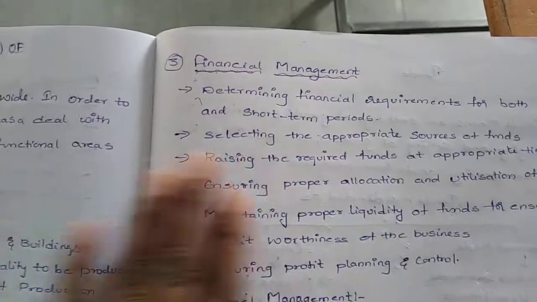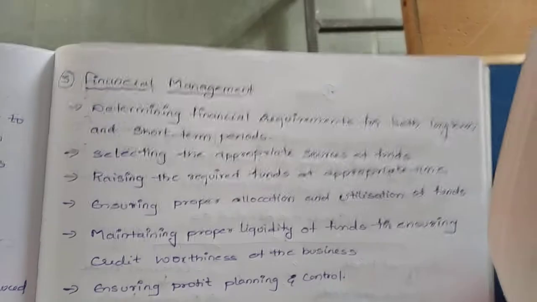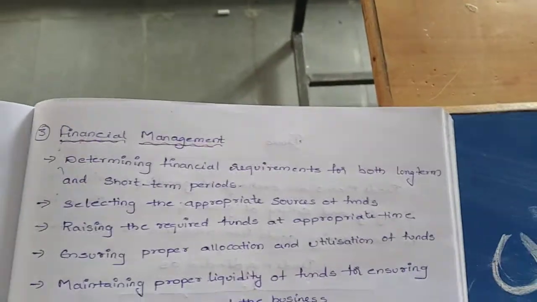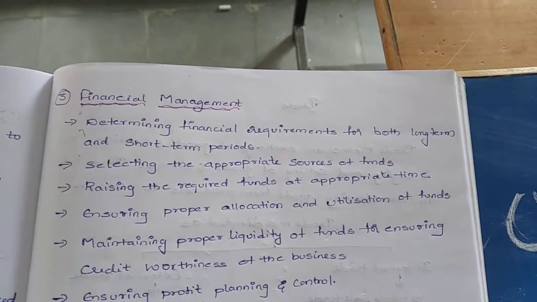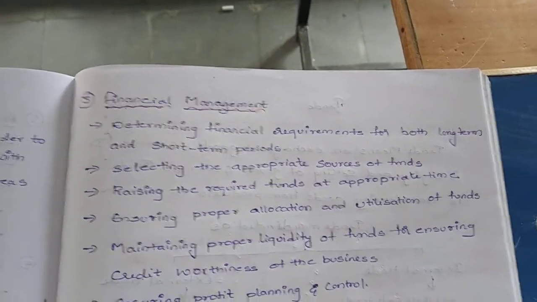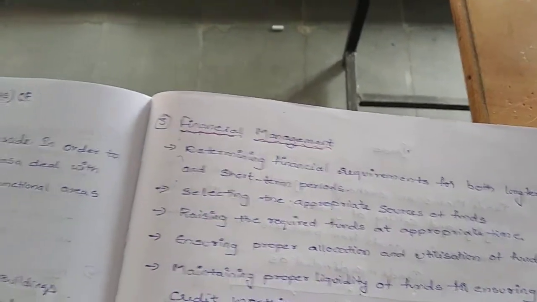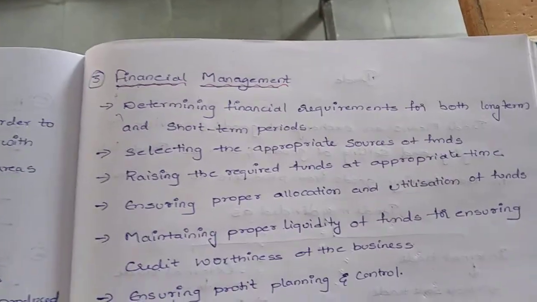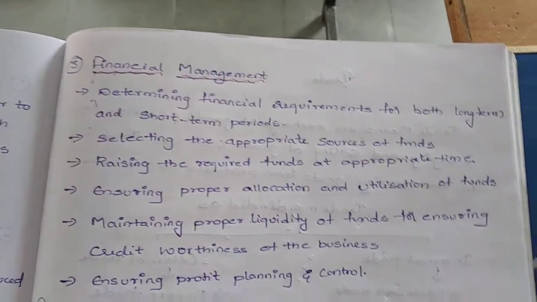Next, going to financial management. So what comes under financial management? By the word itself we can say that financial is nothing but money. To start any kind of business, what is required? Capital is required. First of all, capital is required. Without capital can we run the business? No, we can't run the business. So that's why financial management should be there in any organization.